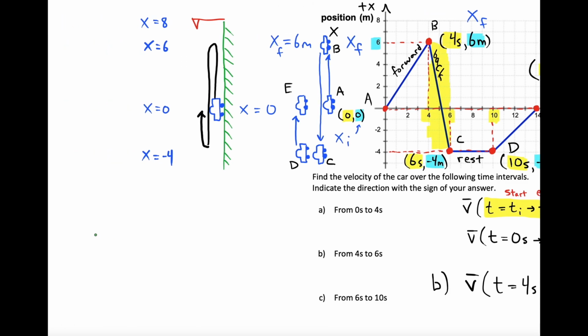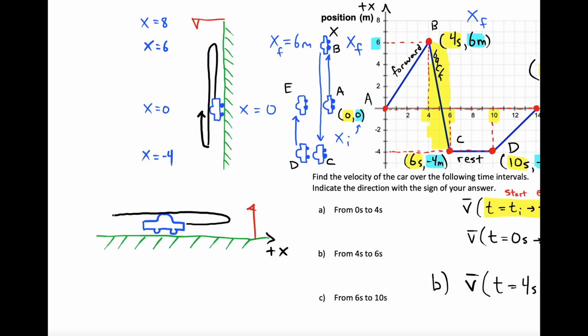So if we turn that analysis 90 degrees, which is a little more relatable to us, to the right is now the positive x direction. Our car goes forward, turns around, goes backward, stops, and then comes back to its original location, never really reaching the flag at an x of 8.